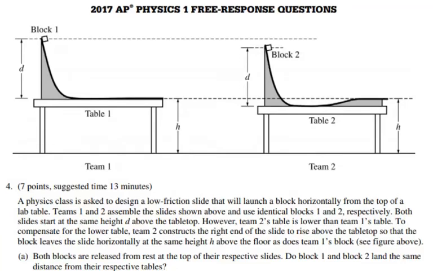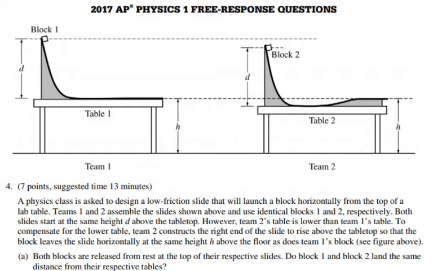This question is from 2017 AP Physics 1, and the question states: a physics class is asked to design a low-friction slide that will launch a block horizontally from the top of the lab table. Teams 1 and 2 assemble the slides shown above and use identical blocks 1 and 2, respectively. Both slides start at the same height d above the tabletop. However, Team 2's table is lower than Team 1's table.